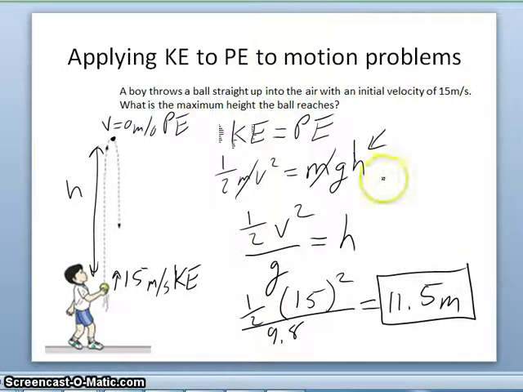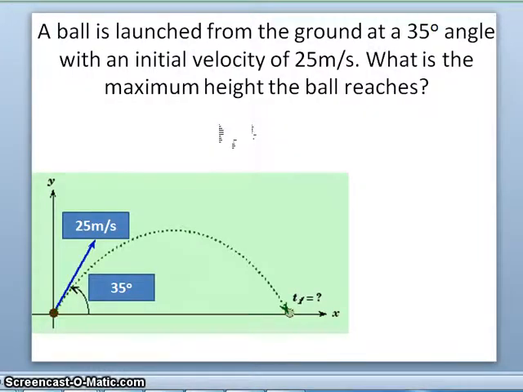Alright, so that one was a little bit difficult, but I don't think we had too much trouble with that one before. Let's try a new one. It's a little bit more challenging. What about trajectory problems like this? If I had a ball launched from the ground at a 35-degree angle with an initial velocity of 25 meters per second, what is the maximum height the ball reaches?